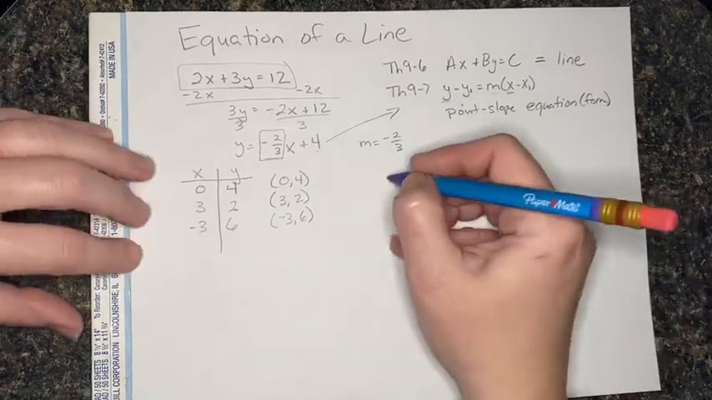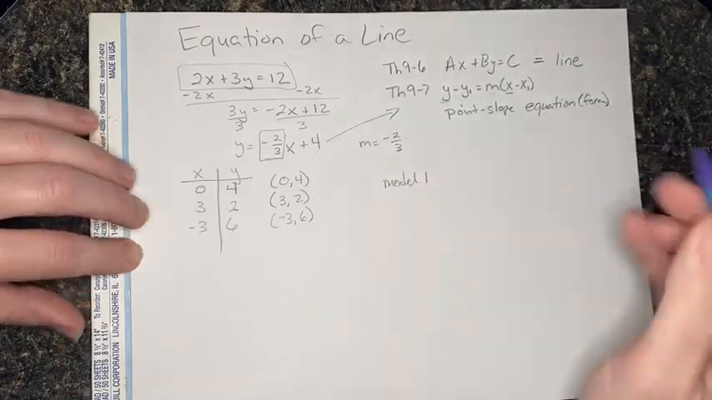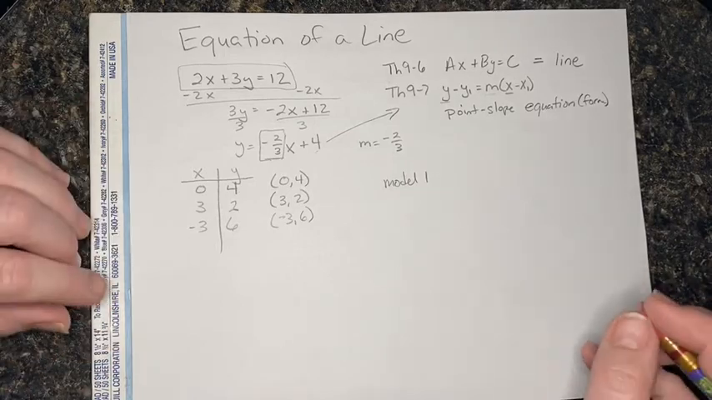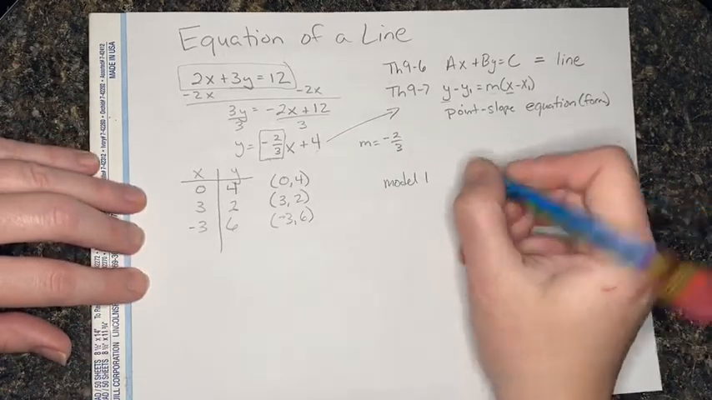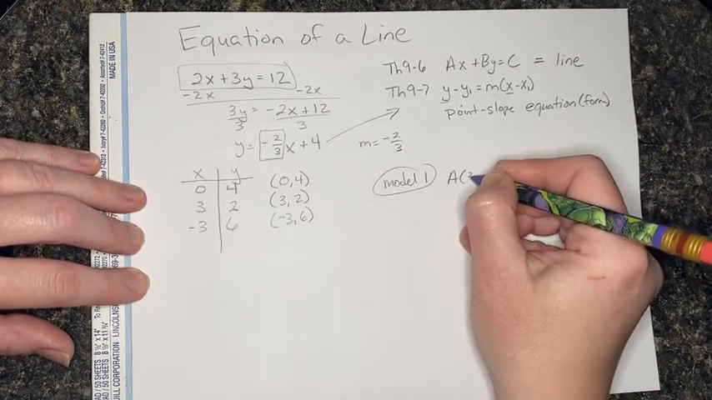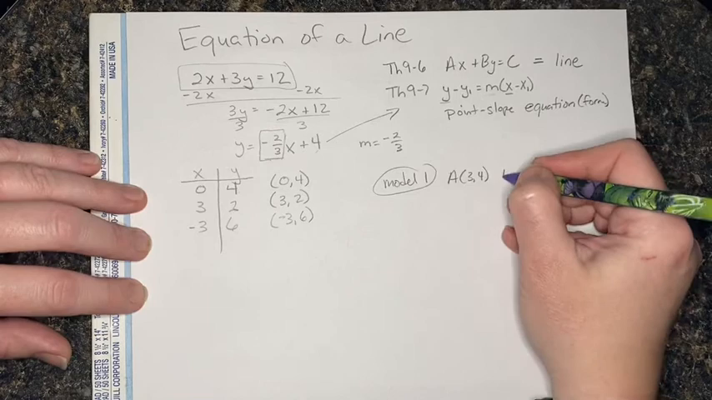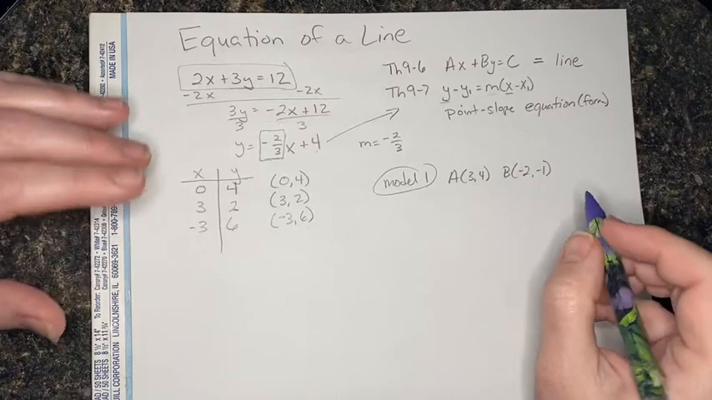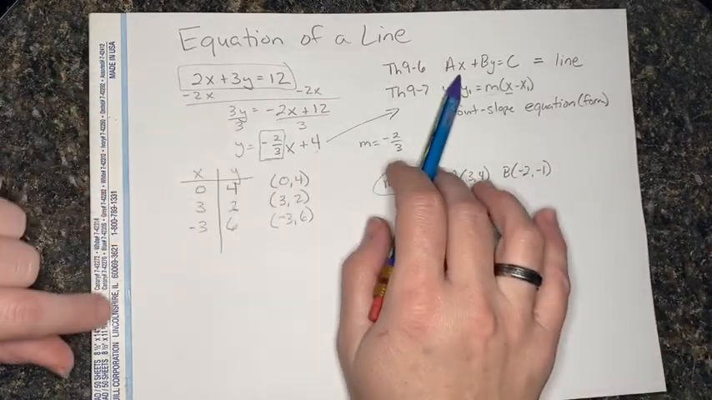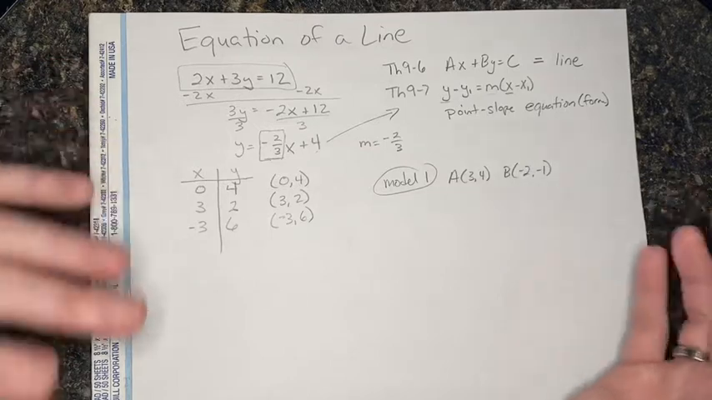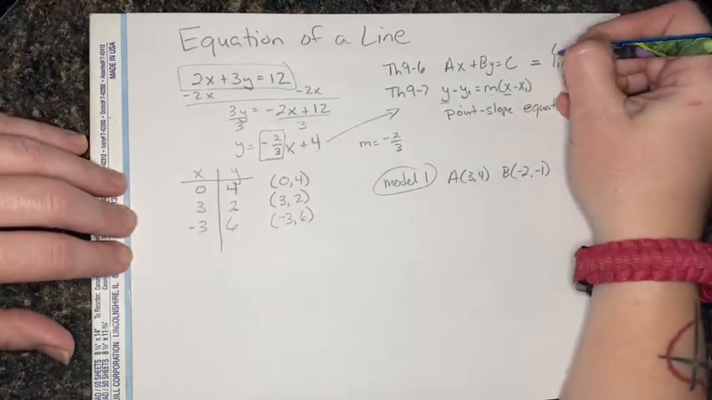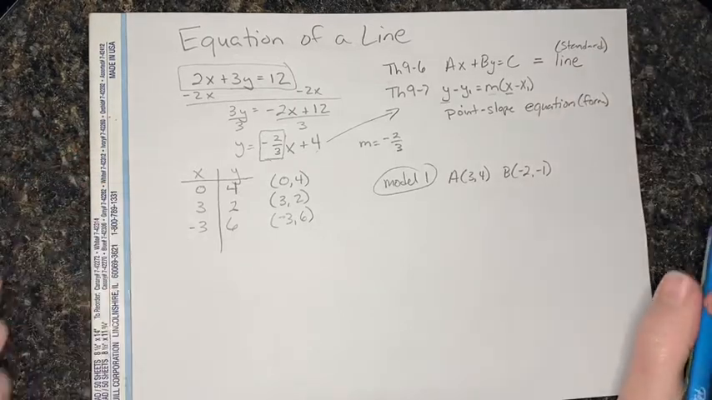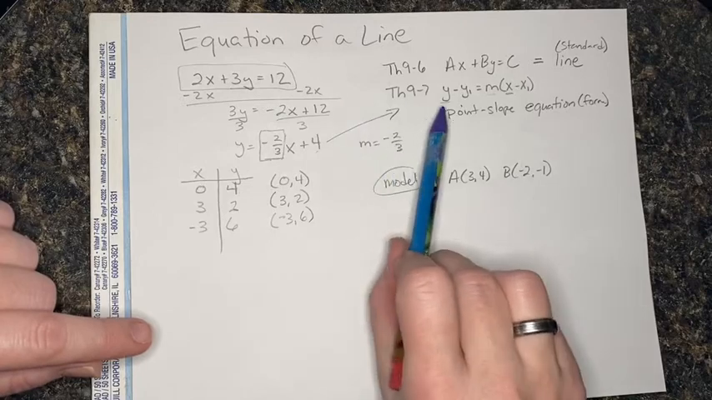Okay, so let's look at model 1. And this all might be swirling around, but let's just take a look at model 1. Model 1 reads, find the equation of a line passing through point A, which is at 3, 4, and point B, which is at -2, -1, and express the equation in the form AX plus BY equals C, where everything is an integer. This is the standard form. They want it expressed in standard form, but they want us to use this theorem up here.